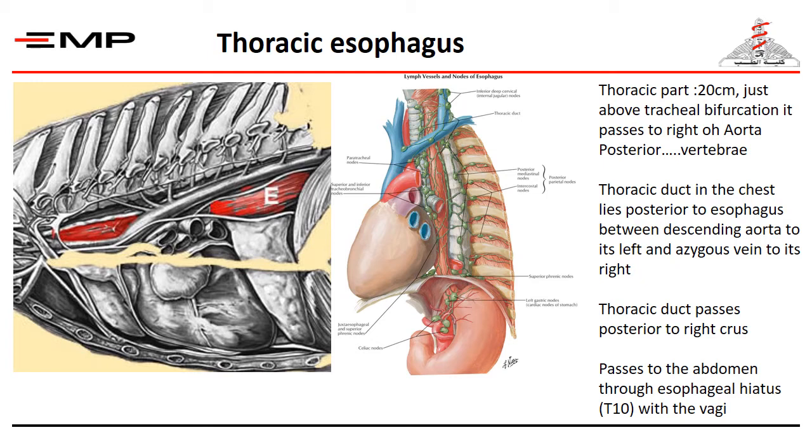It passes to the abdomen, passing posteriorly through the right crus, but it doesn't pass with the esophagus in the esophageal hiatus. The esophagus passes to the abdomen through the esophageal hiatus at the level of T10 with the two vagi.